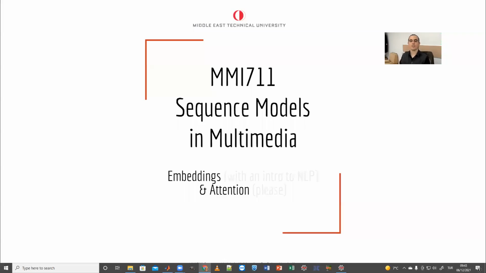Okay, so MMI711 Sequence Models in Multimedia, and this week we are going to talk about embeddings. What is an embedding? Because embedding is an important concept for many sequence models. And while we are doing this introduction, we are going to delve into some introductory level natural language processing.